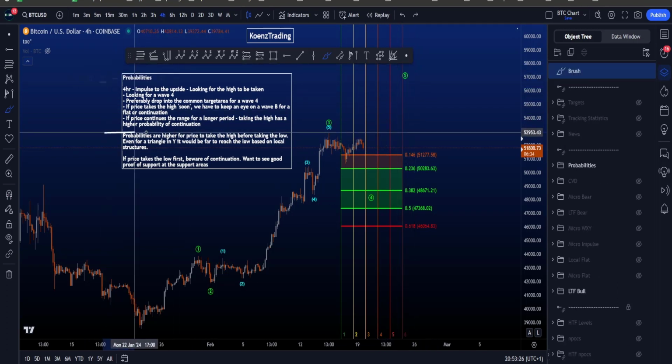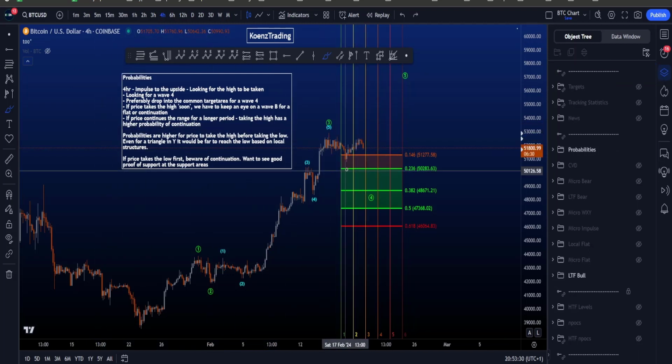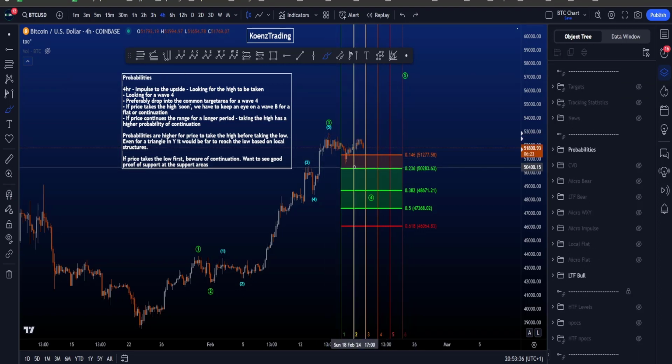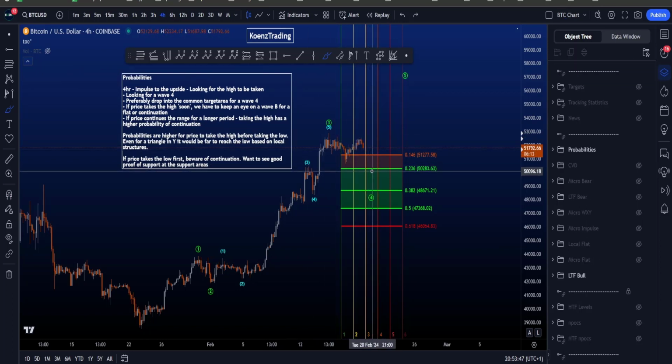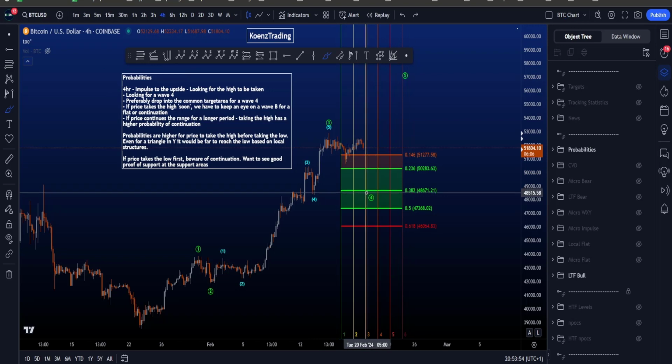Now, as mentioned, probabilities are higher for price to take the highs over here before taking the low. Even for a triangle in a WX and then a triangle in a wave Y, taking this low would be quite far-fetched. However, if price takes this low first before taking any of the highs that we have over here, we have to be aware of potential continuation, and we want to see good proof of support at the areas I mentioned earlier in the video.